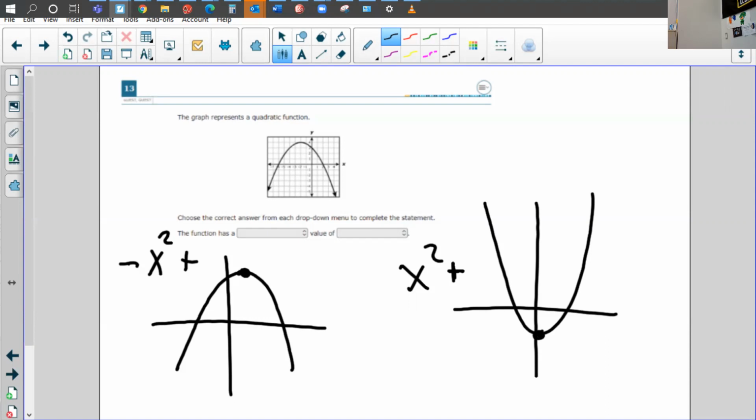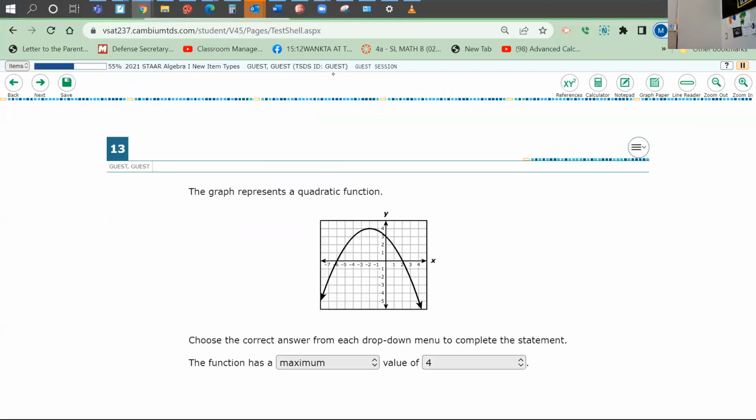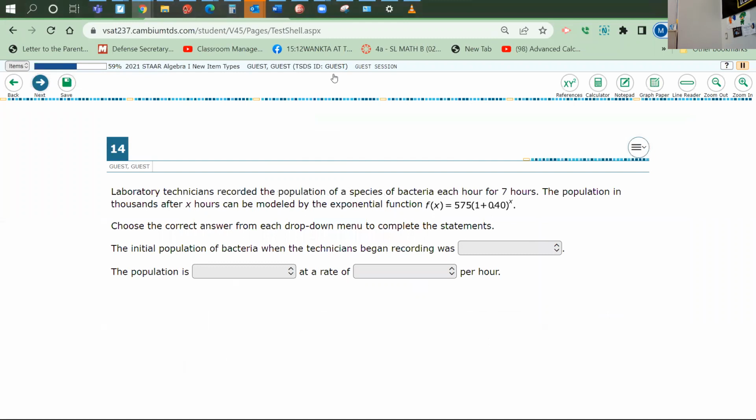Okay, let's move on. What do we have next? Let's see what we have next. Okay, what do you think this is, guys? Look at the equation. What are we talking about here? That's exponential. And I'll let you read it.